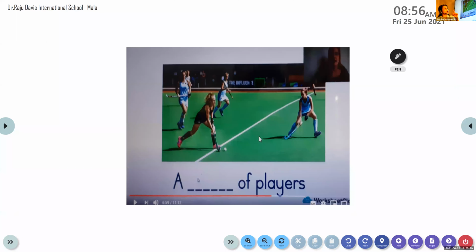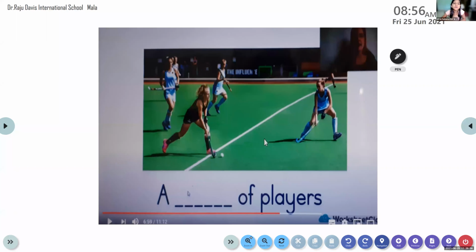So in today's session, we learned one more: a team of players. What do we call a group of players, children? Do you have any idea? Team. Have you not heard of this word? Many players play in a game. So when it comes to a group of players, we call them a team. Team is a collective noun used for a group of players. Is that clear to all of you?